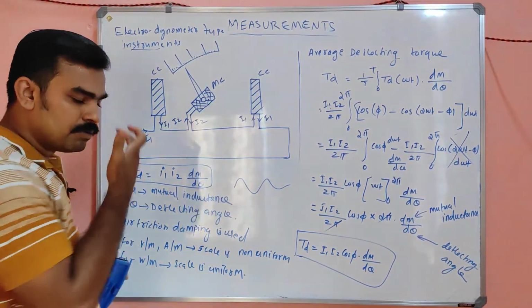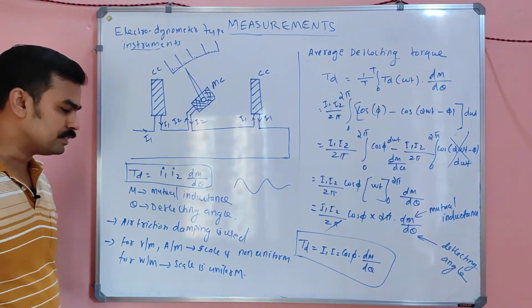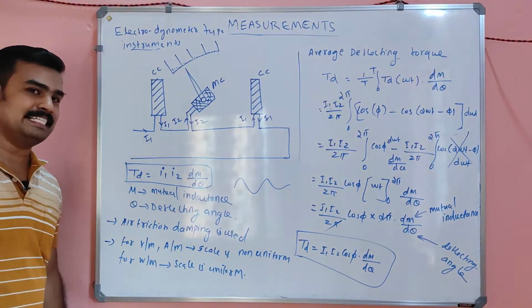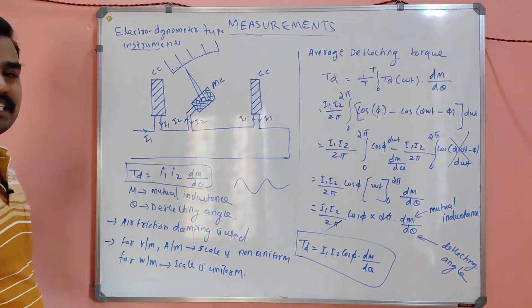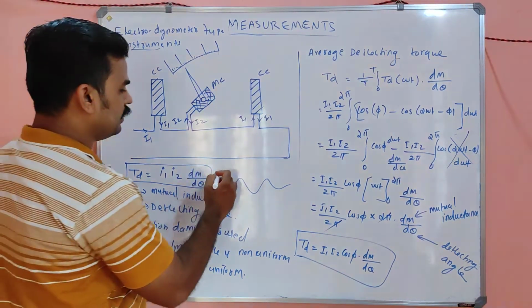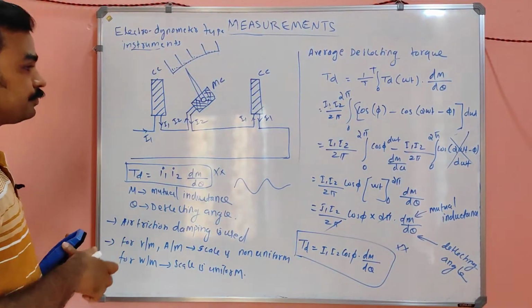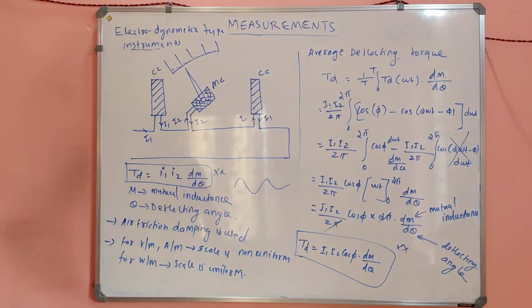So that torque equation and certain things now: air friction damping, spring control, and the deflection torque in AC and DC cases. These are the things you just have to note, and the torque equation is very, very important. These two equations are really important in this section. Nothing more, nothing less. Is everything written on the board clear to you, my dears? Okay.